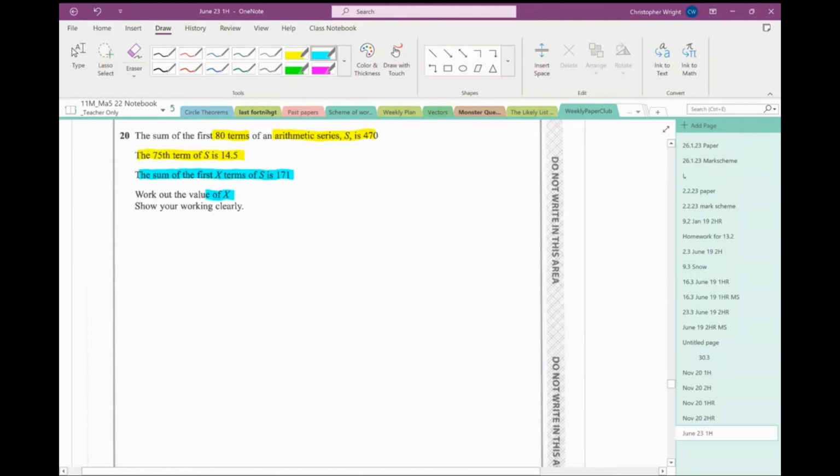All right, let's use these two yellow facts to write some equations down. First of all, if the 75th term is 14.5, well, I know that the nth term of a series is the first term plus (n minus 1) times d, where d is the constant difference. So in this case, I'm going to have a plus 74d, and that is going to equal 14.5. So there's one equation. Let's write that over here. A plus 74d equals 14.5.